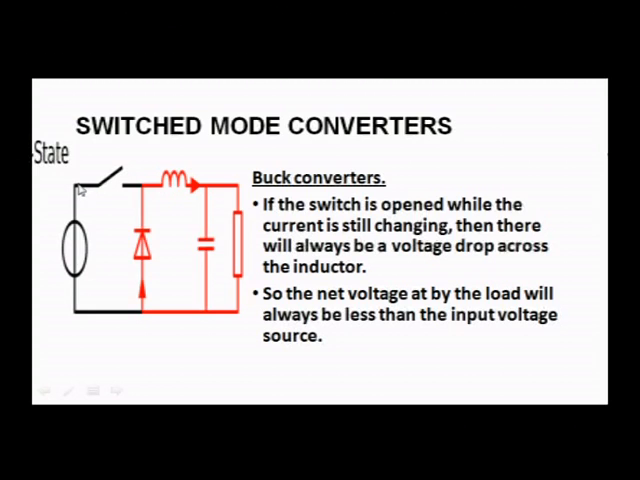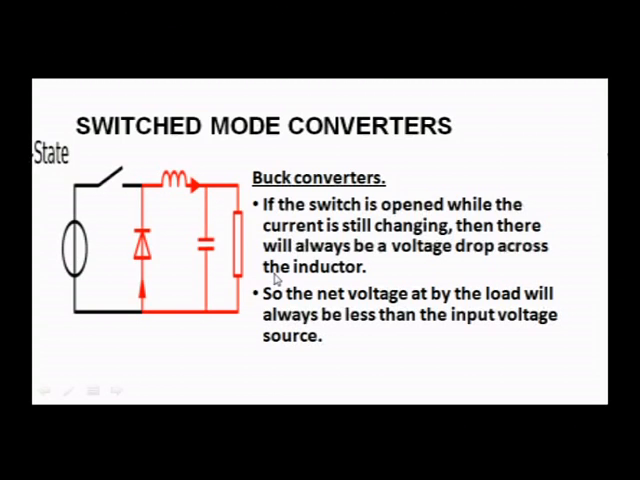When the switch is open, VL itself is going to drive, and V0 will be minus VL here. Now, at this instant, the diode is also going to act as a path for conduction. If the switch is opened while the current is still changing, there will always be a voltage drop across the inductor which is going to drive the current through the load. So, the net voltage at the load will always be less than the input voltage source. Over here, the output voltage will only be VL.